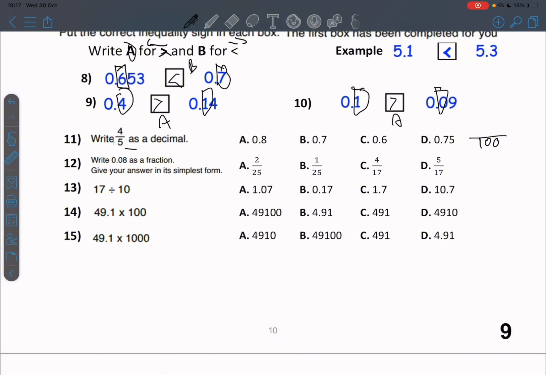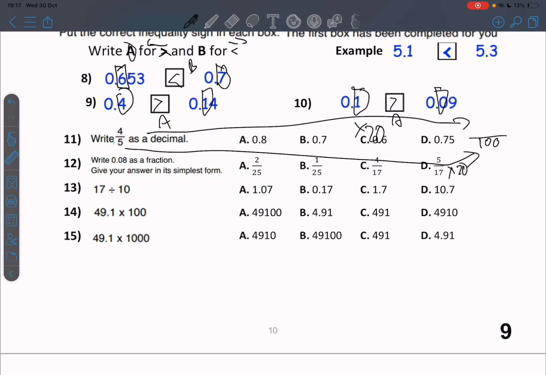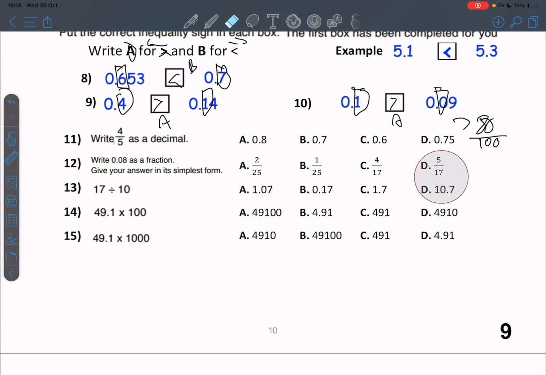So how do we make an equivalent fraction where 4 over 5, we change it to be over 100? All we have to do is figure out how many times 5 goes into 100. We have to times it by 20. So we times the top by 20 as well. So 4 times 20, that is 80. So our answer here is 80 over 100. Now that's obviously not a decimal, but anything over 100 is just 0. That. So it would be 0.80 or 0.8. So option A.